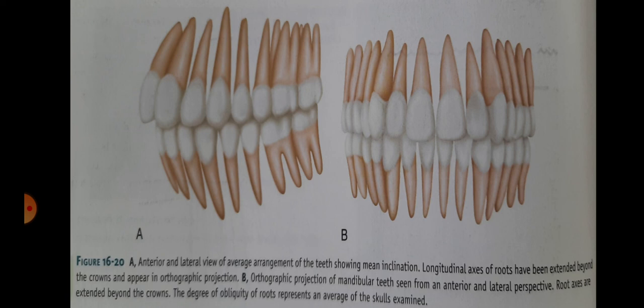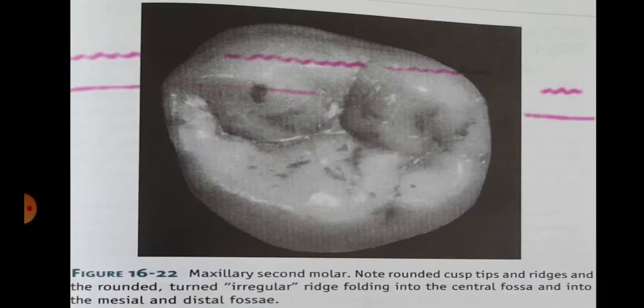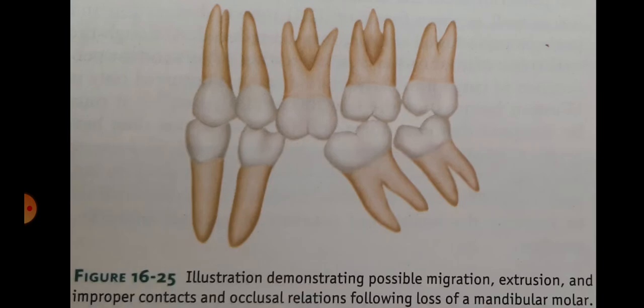When a tooth is lost, the adjoining teeth in the same arch may, depending on the occlusal forces, migrate in an effort to fill the void. You can see figure 16.25. This is figure 16.25, an illustration demonstrating possible migration, extrusion and improper contacts and occlusal relations following the loss of a mandibular molar.